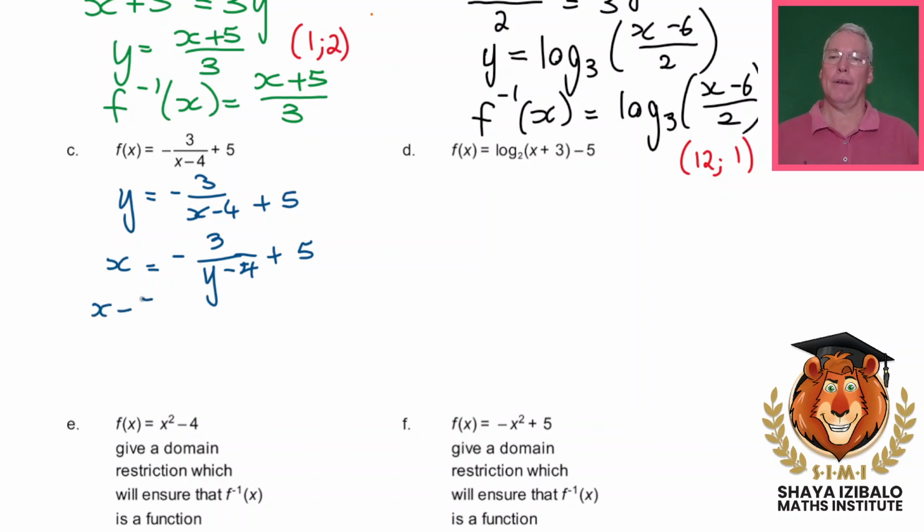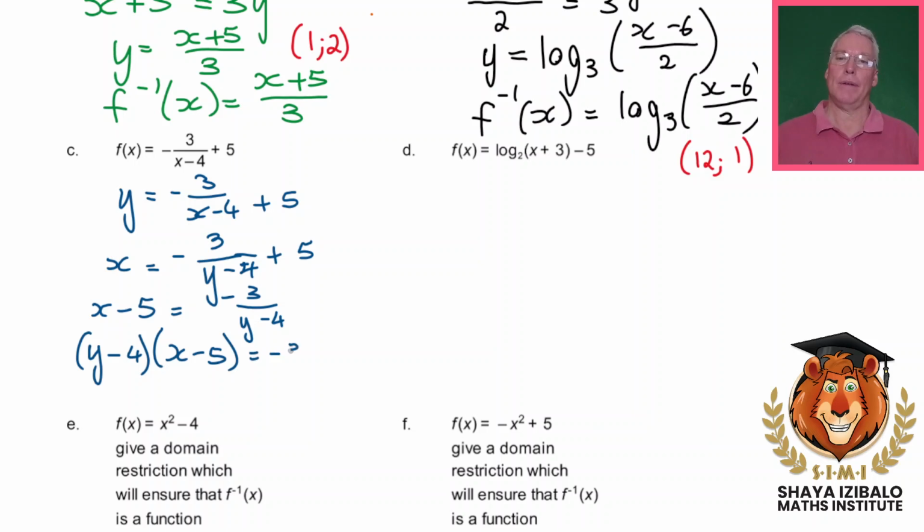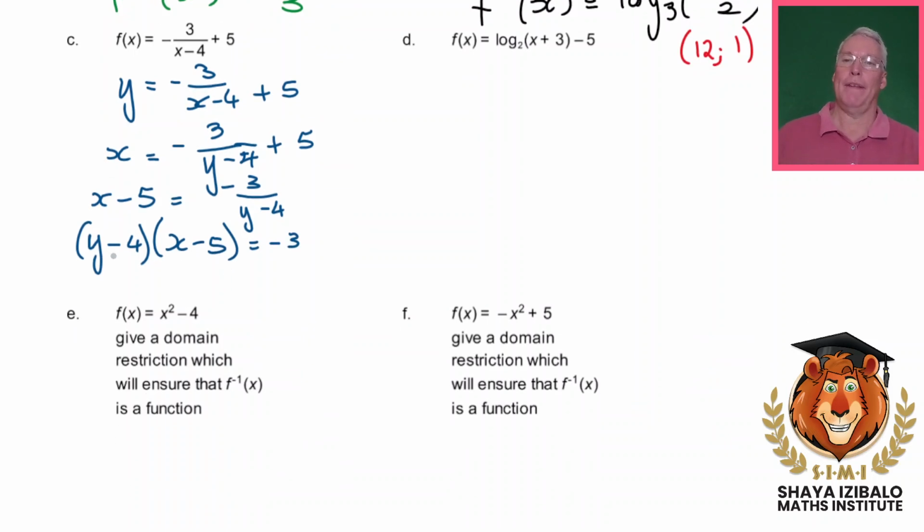So x minus 5 equals negative 3 over y minus 4. We're going to multiply both sides by y minus 4. So we're going to get y minus 4 times x minus 5 equals negative 3. Now we're going to divide both sides by x minus 5. And that's going to leave us with y minus 4 here.